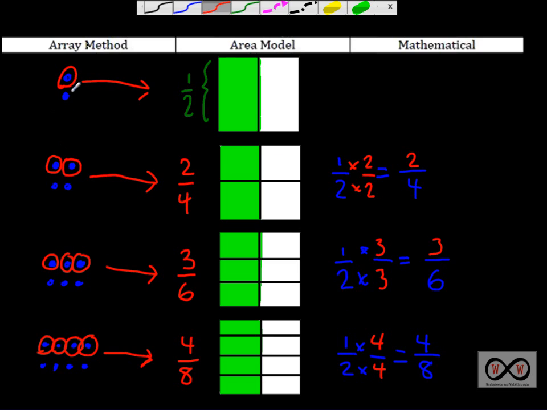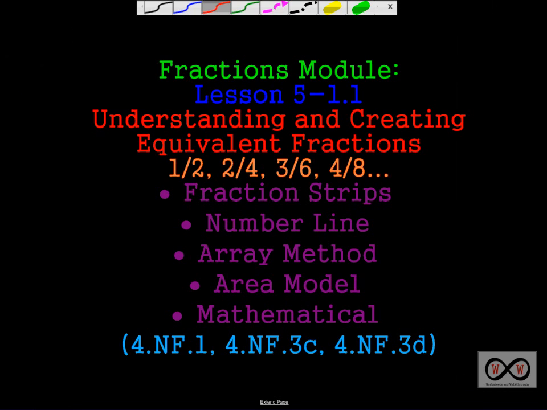So the check, again, for determining whether a fraction of an array is equivalent to 1/2 is really, you think of it in groups of 2, and 1 out of every 2 would be focused upon, or shaded in, or shown in some way. So there was a quick look at our fractions module, lesson 5-1.1, and it was understanding and creating equivalent fractions.